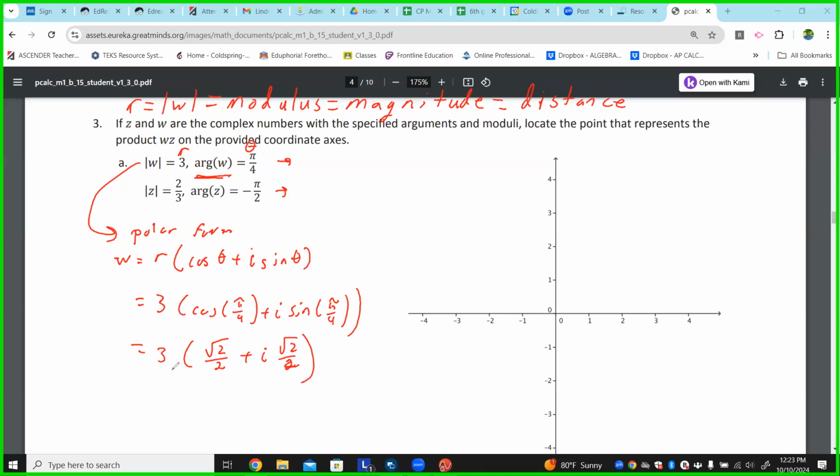What would I then do with that 3? Multiply everything. Now remember, when multiplying fractions, you're really just multiplying the numerators. The denominator will remain the same. So this becomes what? And this becomes what? With an i, right? You've now found out what W is. So now we got to do the same thing to find out what Z is.